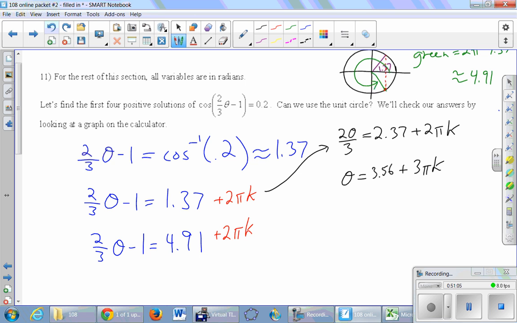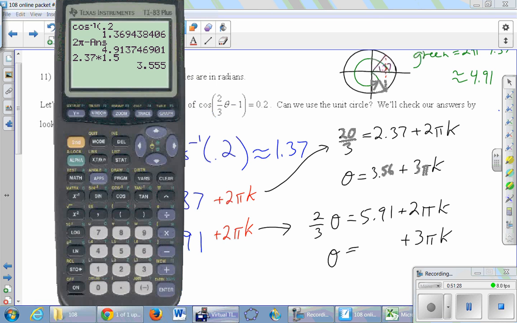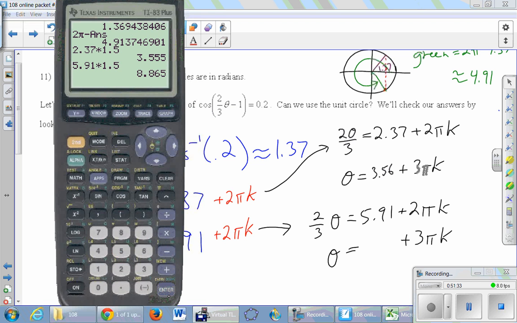The other one is going to come from this equation. So add 1 to both sides, and then we'll multiply both sides by 3 over 2. First one we'll do on the calculator. This is going to be the same 3 pi k that we had before. So we're doing 5.91 times 3 over 2. 8.87. So I'm doing all kinds of bad rounding things. Don't do what I'm doing. Use more accurate numbers than I have. But I'm trying to get home.